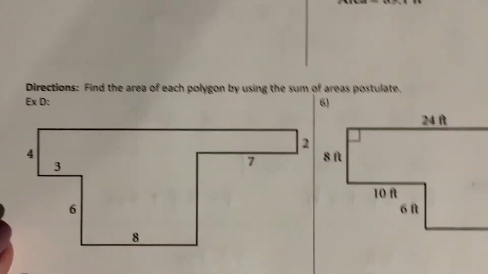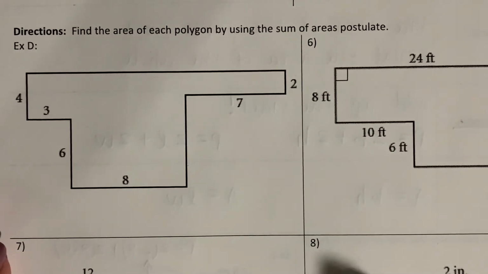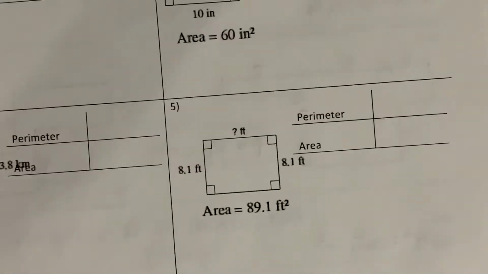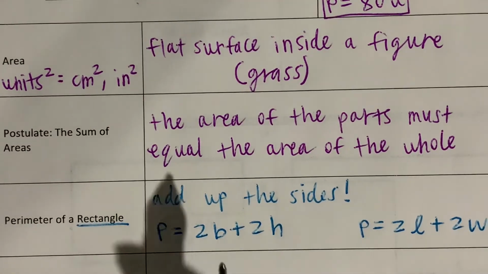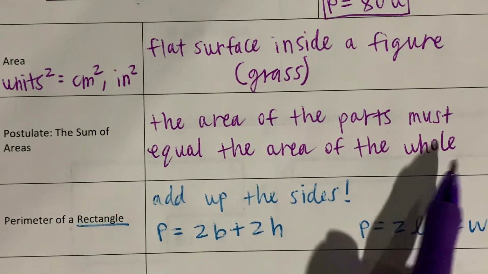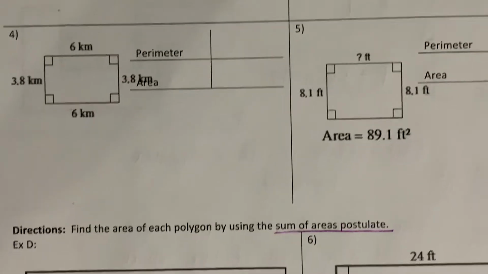Next, let's look at example D, our last example. For example D, it says, find the area of each polygon by using the sum of areas postulate. Sum of areas. And if we look at the front side of our notes, for sum of areas postulate, we said the area of the parts must equal the area of the whole. Meaning we could add up all of these smaller areas and that will give us our total area.